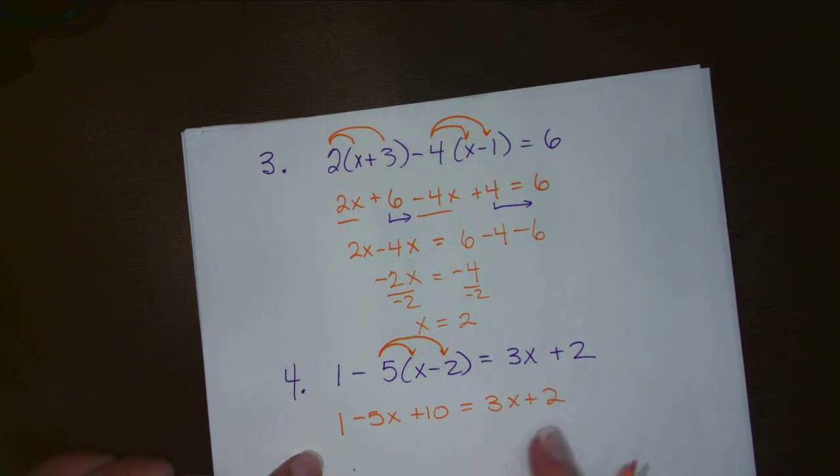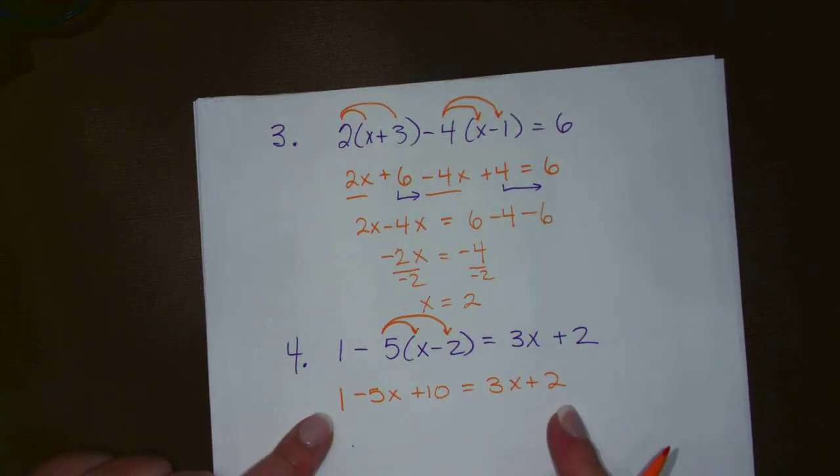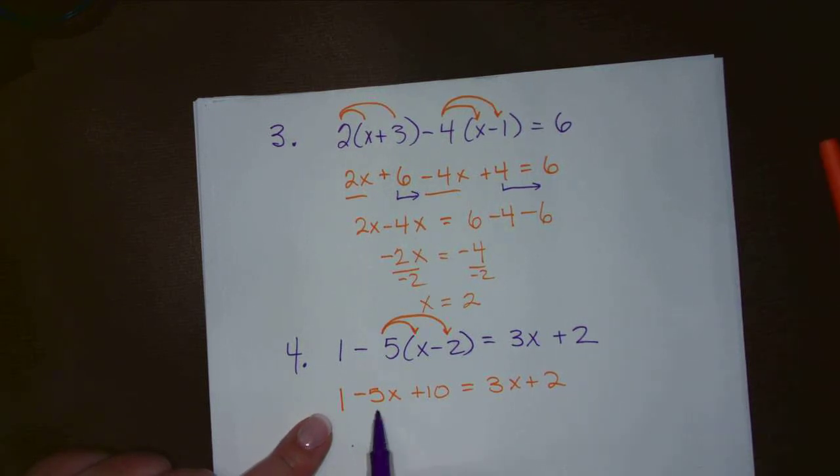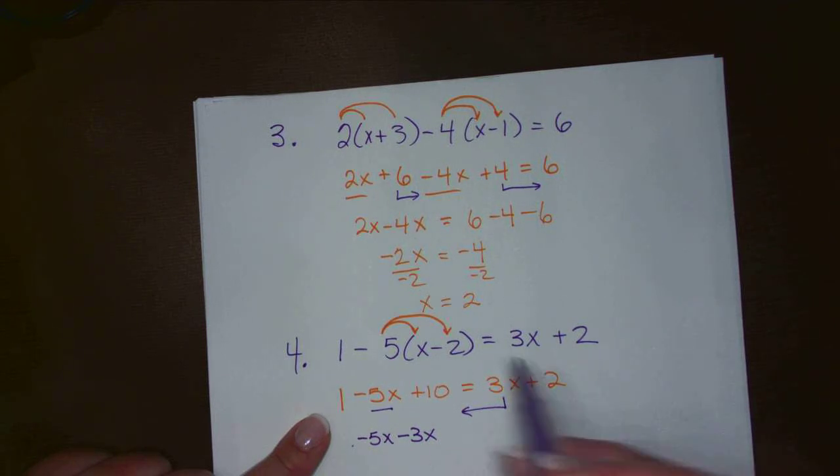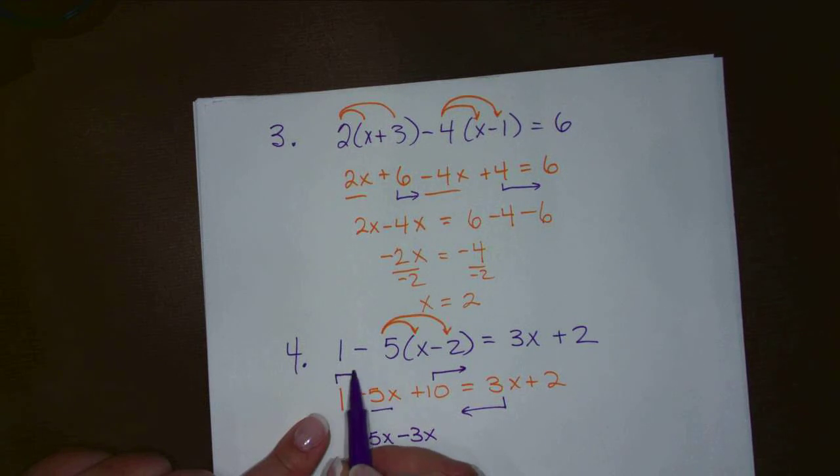And this is our goal always, is to get an expression with some numbers and some x's that we can put on different sides so that we can solve. So all the x's, this one's going to stay. We're going to bring that 3 over. So -5x minus 3x, because that x was positive on this side. Now be careful, because that was a -5x on the first side. And then what are the numbers? The 10 is going to go that way, and the 1.